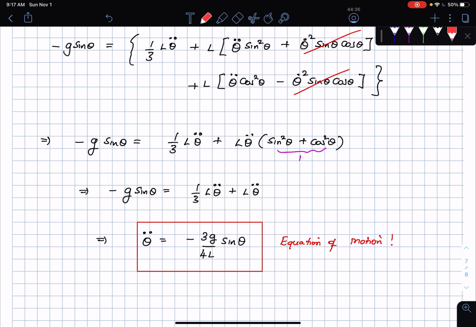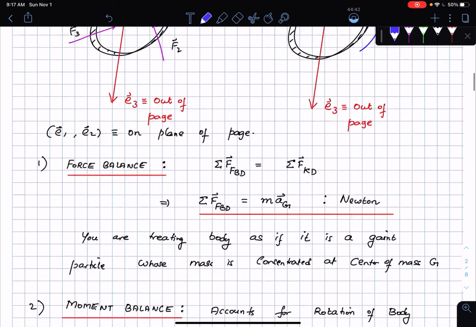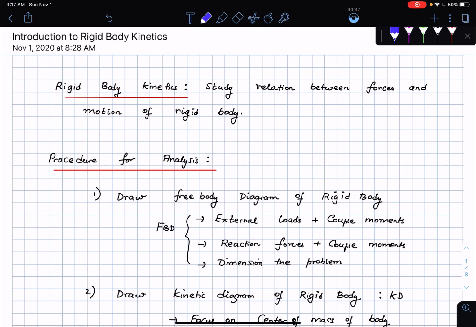All right, and so just to recap whatever we have done so far. Okay, very quick recap of what we've done so far. I'm just going to go from the first page here. So in rigid body kinetics, we're going to be looking at the relationship between forces and the motion of the rigid body.